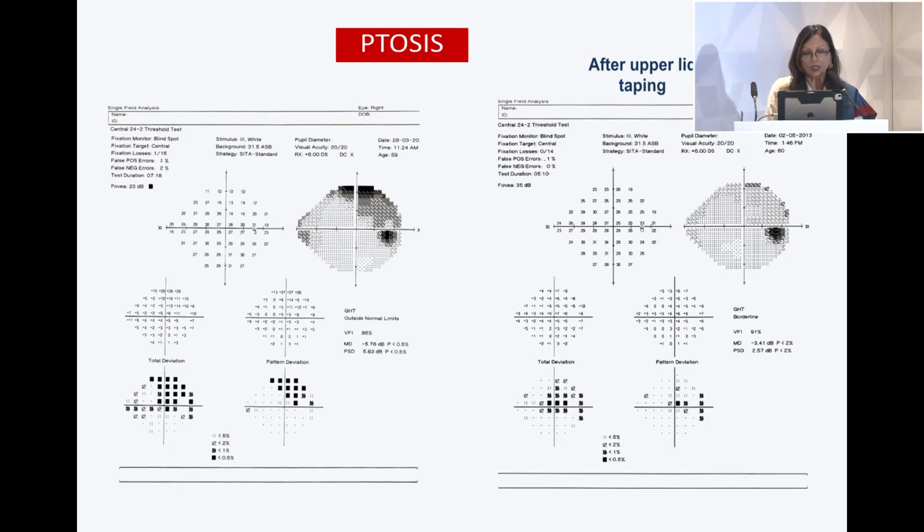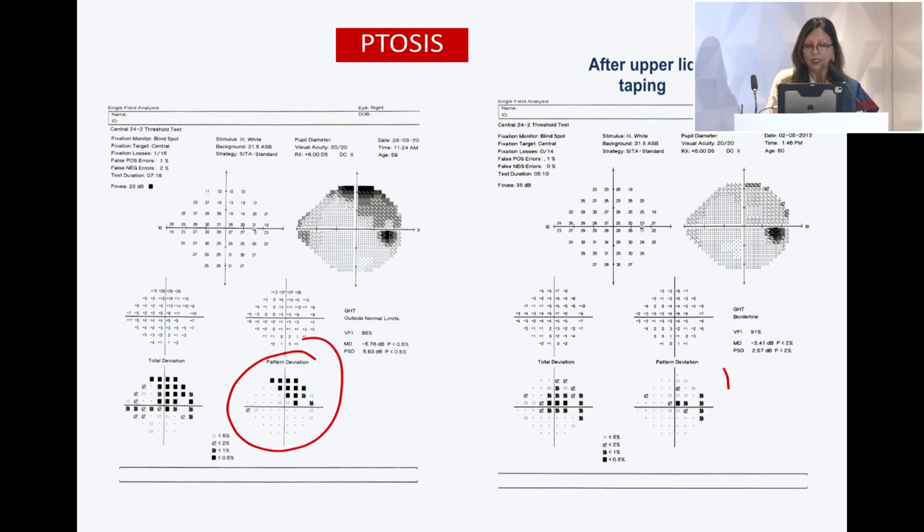Ptosis: when you have ptosis in a patient, you need to be careful. See, the first field we did was this, and then we taped up the upper lid, and this is what we got, the field. So very different. That's the pattern deviation that I'm pointing at, which we look at in glaucoma.